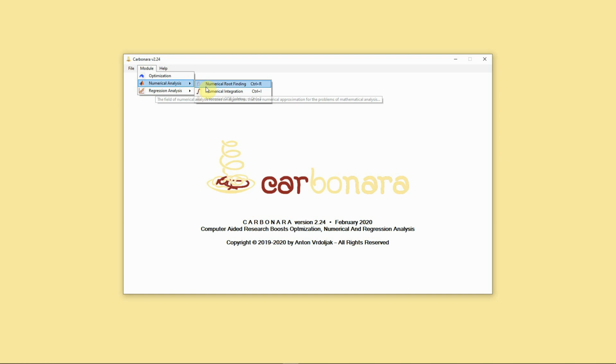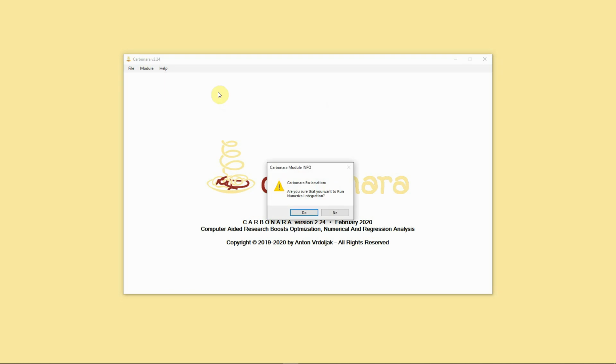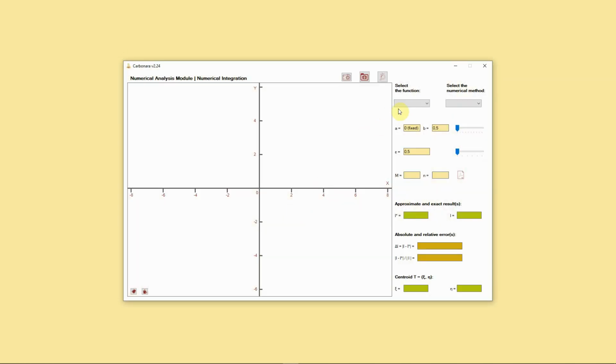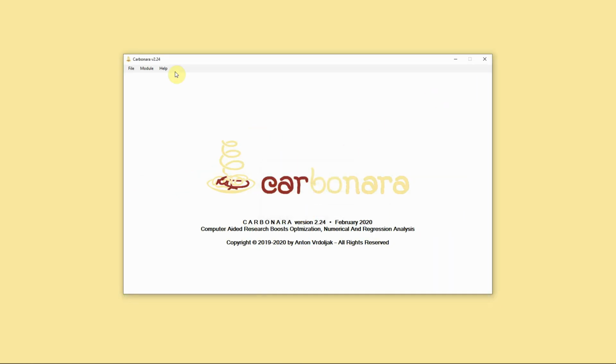Carbonara's modules will allow users to find, analyze and visualize global and local extrema of functions, to explore and visualize stationary points of functions, to compute and analyze roots of equations, to solve numerical integrals, to compute solutions to ordinary differential equations using numerical methods, and to fit and simulate different parameterized models to data.